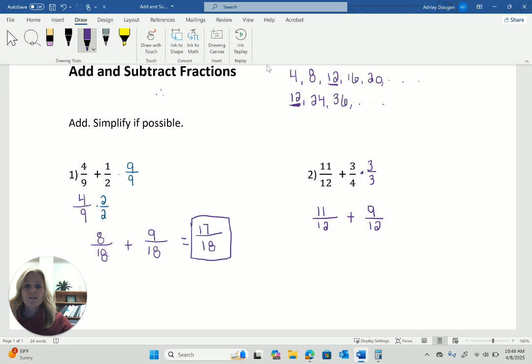Okay. So now the denominators are the same. I can add the top and I can keep the denominator at 12. So the denominator is going to stay the same. And then I'm going to have a 9 plus 11, which makes that 20/12.